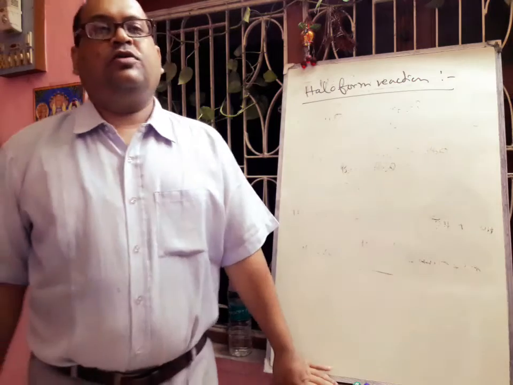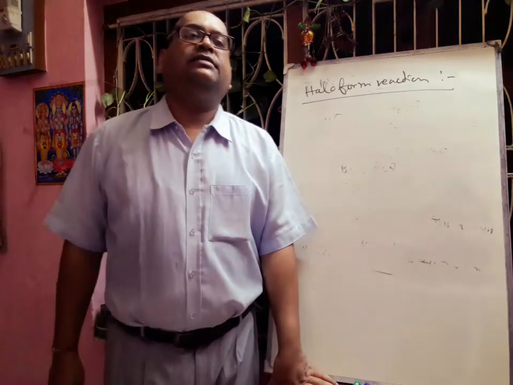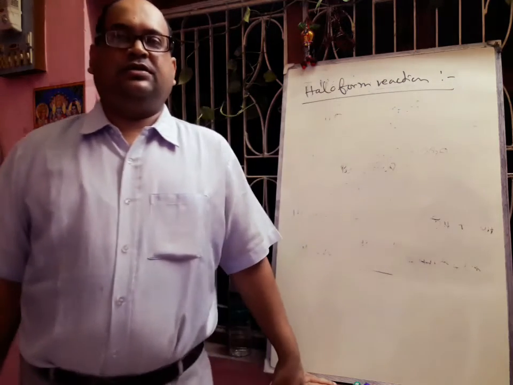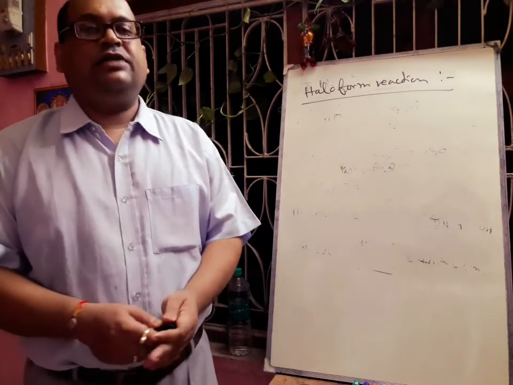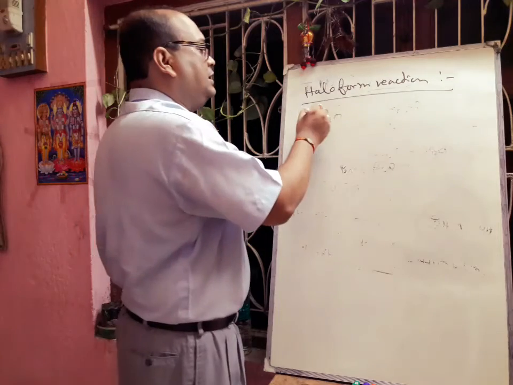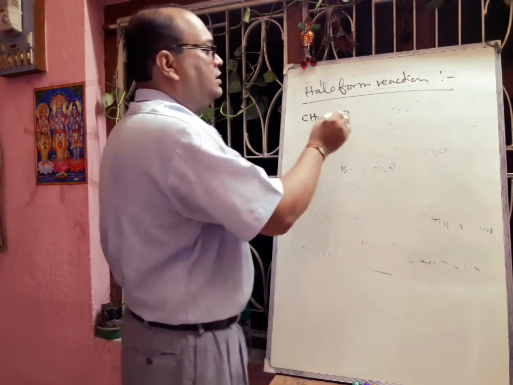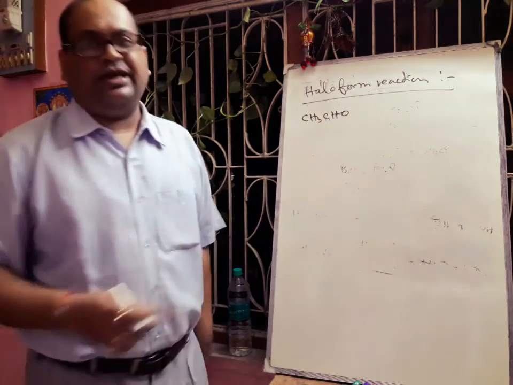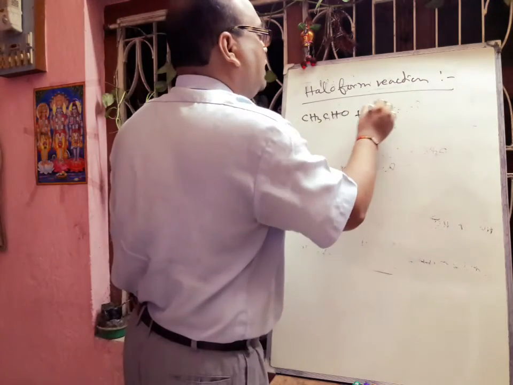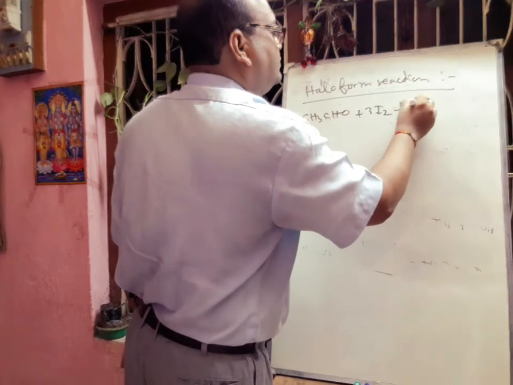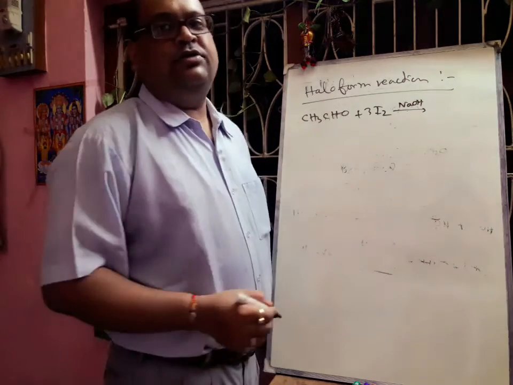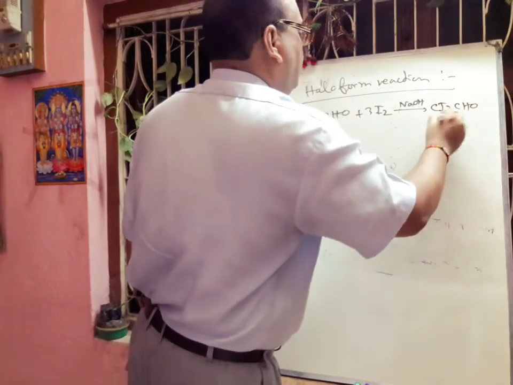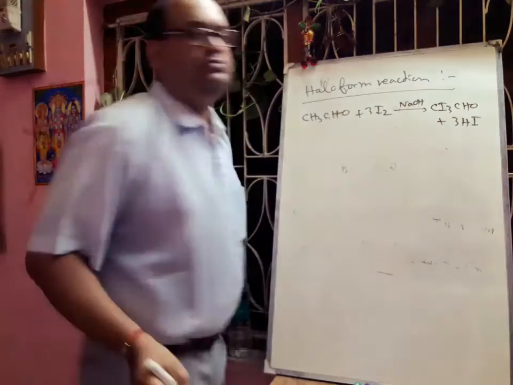So whenever we are taking iodine, there will be formation of CHI3, that is called iodoform. I am giving one reaction so that you can understand. So here we are taking the aldehyde having the ketomethyl group. This is the ketomethyl CH3CO group, and here it will react with iodine and NaOH and form CI3CHO plus thrice HI.